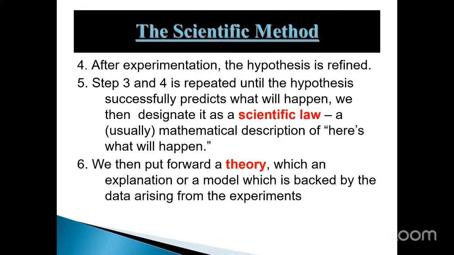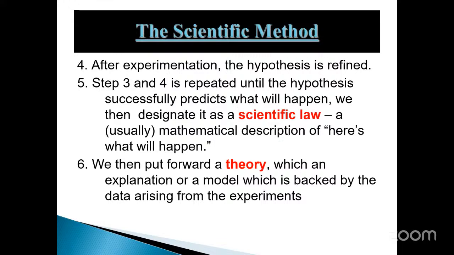And in chemistry and physics, usually that law is in the form of an equation, even though it can be expressed in words as well, right? Now, the refined hypothesis, the one that is backed by repeated experimentation, data and all of that, is no longer a hypothesis. We call that a theory, right? So it's important that you understand the difference between the hypothesis and the theory, right?